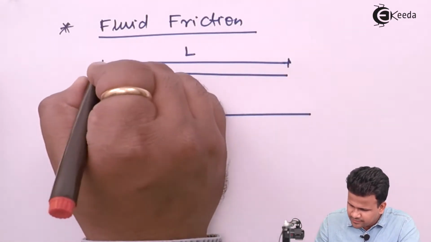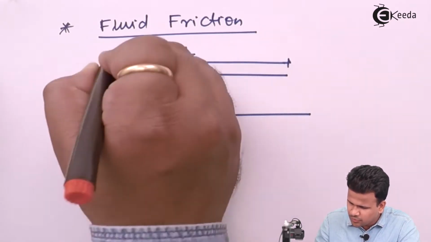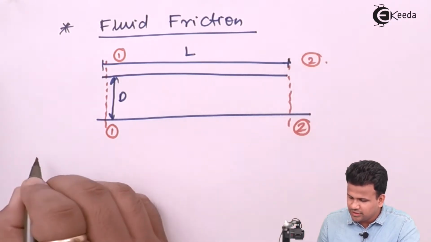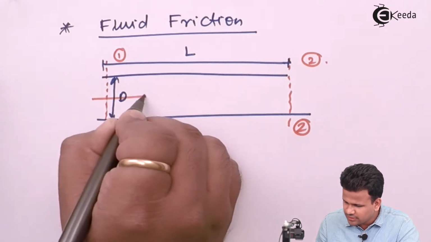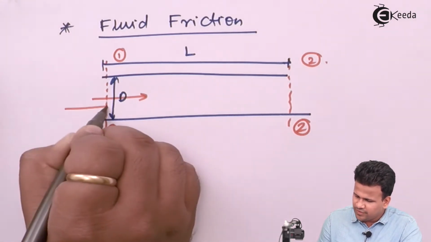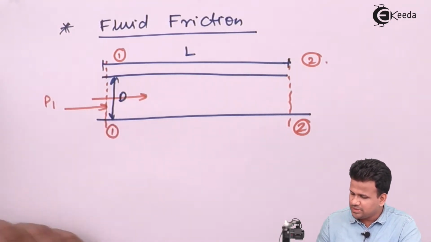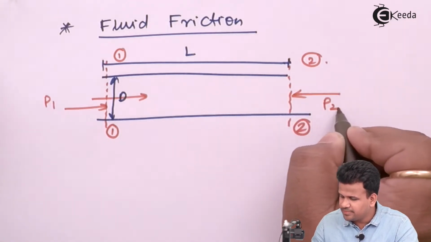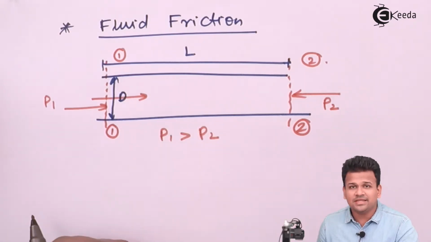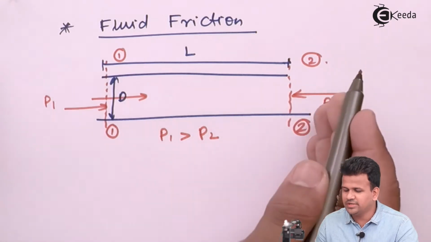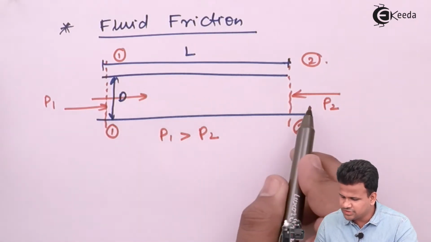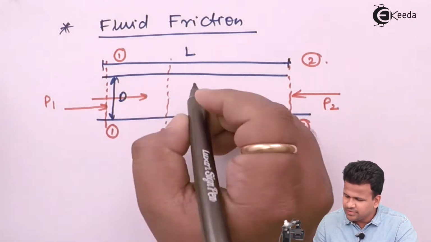At the initial part, this is section 1 and at the final part this is section 2. During this, it is flowing from section 1 to section 2. So at section 1 there is some pressure P1 and at section 2 there is some pressure P2. Now we all know if P1 is greater than P2, then the fluid will flow from section 1 to section 2.